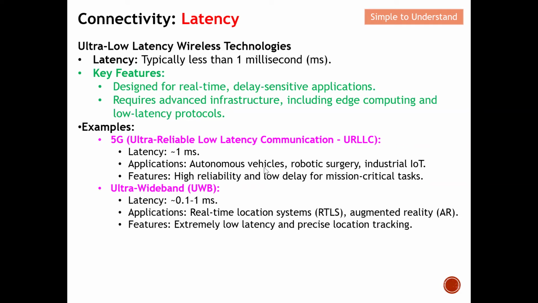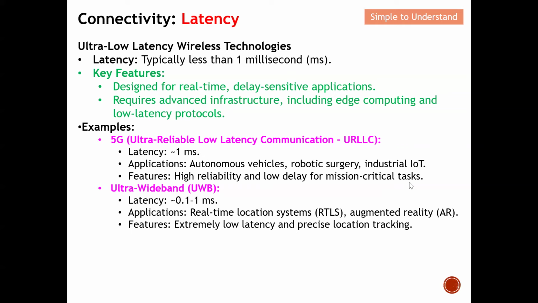Application: autonomous vehicles. Autonomous vehicles need to have low latency. Just imagine when you come to a junction, whether you want to turn left, turn right, or continue. Imagine you stop for 1 second. It's not acceptable. Therefore, the latency needs to be as small as 1 millisecond. Same for robotic surgery and some industrial IoT applications. Key feature: high reliability and low delay for mission critical tasks.